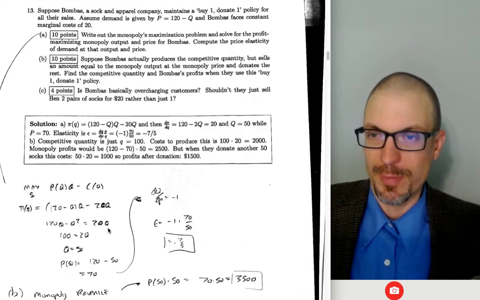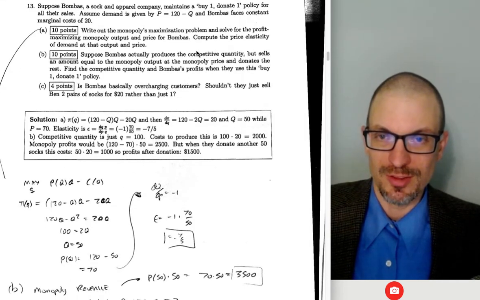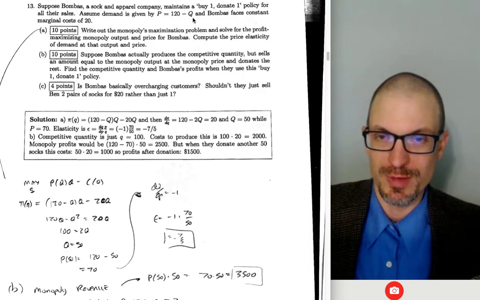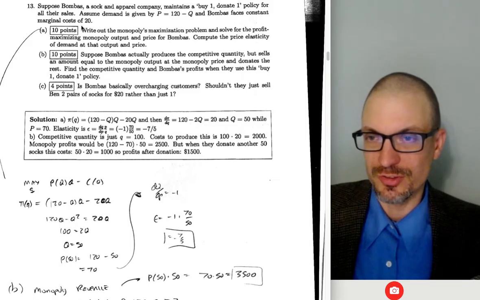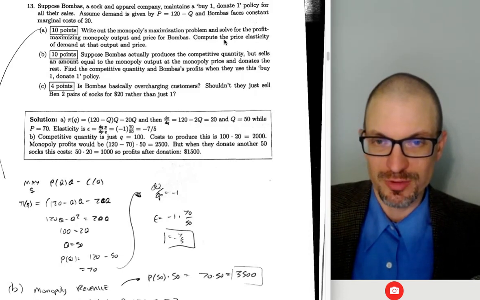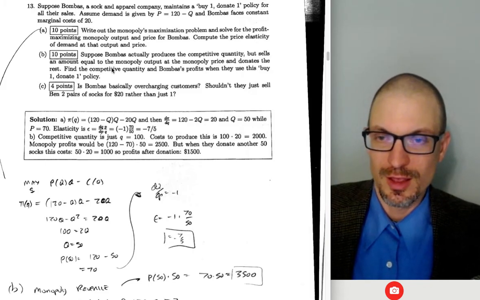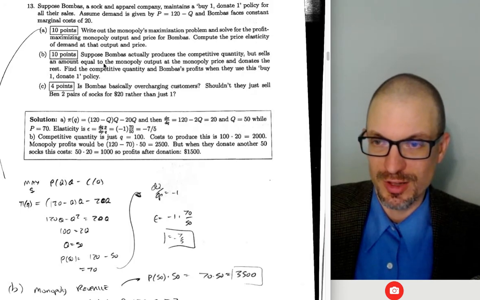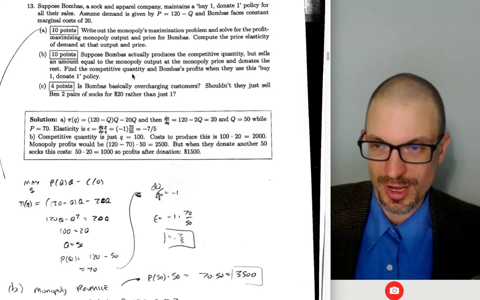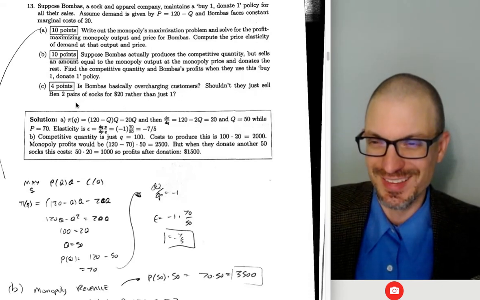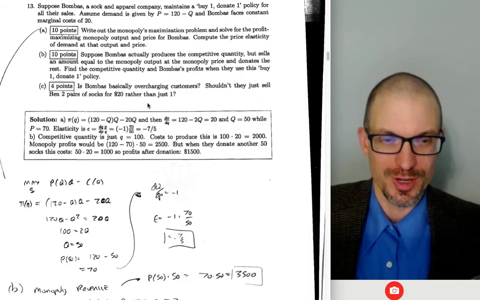All right, now consider Bombas. The sock and apparel company maintains a buy one, donate one policy for all their sales. Assume demand is given by price equal to 120 minus Q. Bombas faces marginal costs of 20. Write out the monopoly's profit maximization problem, solve for profit maximizing output and price, compute price elasticity of demand. Suppose they actually produce the competitive quantity but sell an amount equal to the monopoly output at the monopoly price and donate the rest. Find the competitive quantity and Bombas' profits when they use this buy one, donate one policy. Is Bombas basically overcharging customers? Shouldn't they just sell me 2 pairs of socks for 20 rather than just 1 for 20?